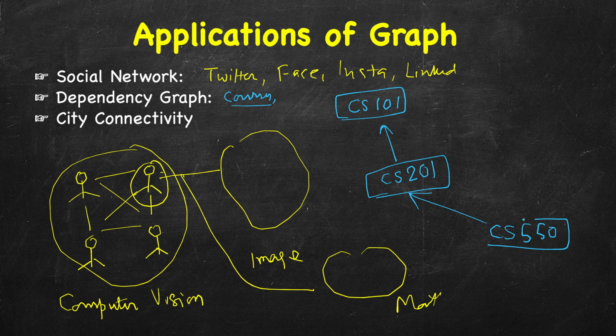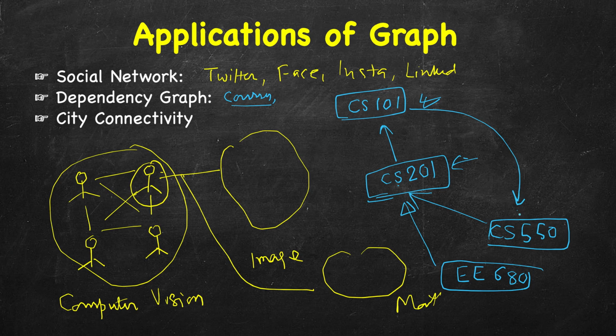So in order to do CS 550, you need to do CS 201. Maybe this is a prereq for another course as well, let's say EE 680. So until you complete this course, you cannot complete these courses. Similarly, until you complete CS 101, you cannot complete this. And here generally you will not find a cyclic dependency, that CS 101 is dependent on 550. So generally this kind of dependency will not exist in course prerequisites. So this can be modeled as a graph. Here again there is a notion of direction.